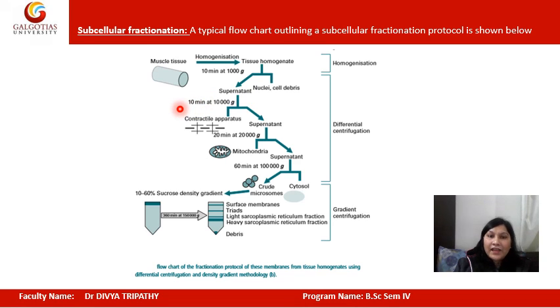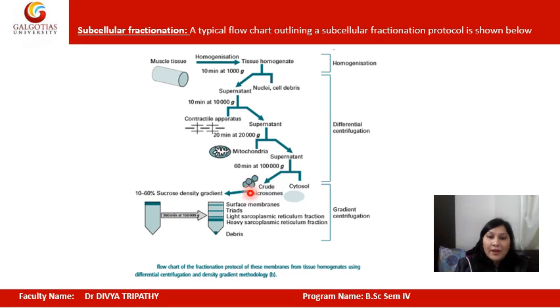This cycle will involve 10 minutes at 10,000 G. In this second cycle, we will get the pellet of contractile apparatus, you can see here, and supernatant. We will separate the contractile apparatus from the supernatant, and the supernatant is further subjected to another cycle of 20 minutes at 20,000 G. In this cycle, we will get the mitochondria pellet and supernatant. After separation of the mitochondria pellet, the supernatant will be subjected to another cycle with increased RCF and time. The time is 60 minutes and RCF is 1 lakh G. In this process, we will get cytosol and crude microsomal fractions.